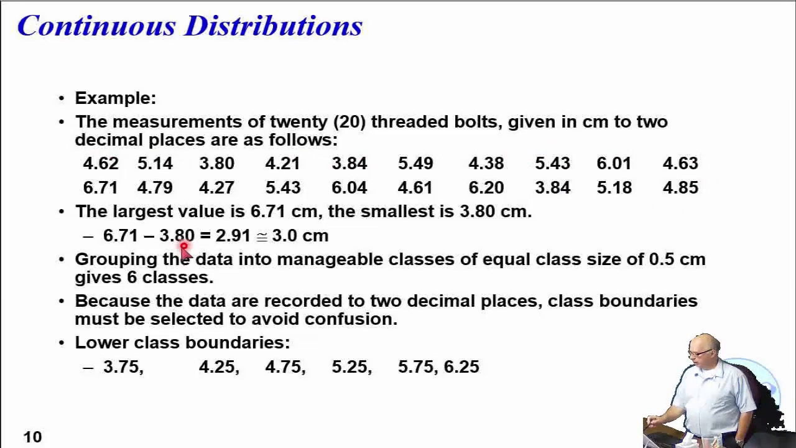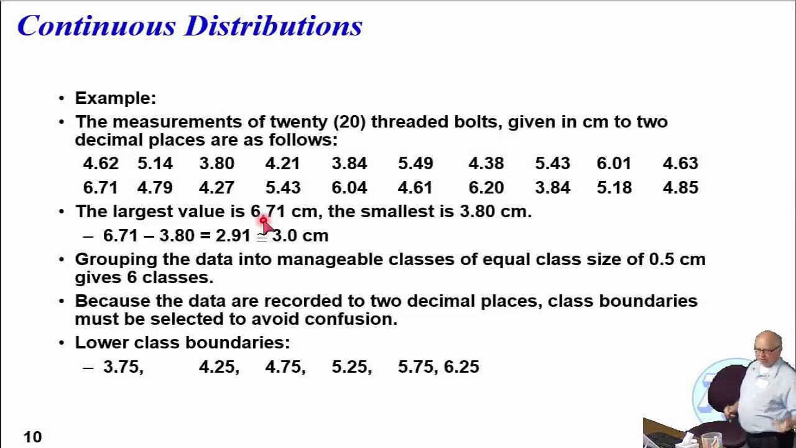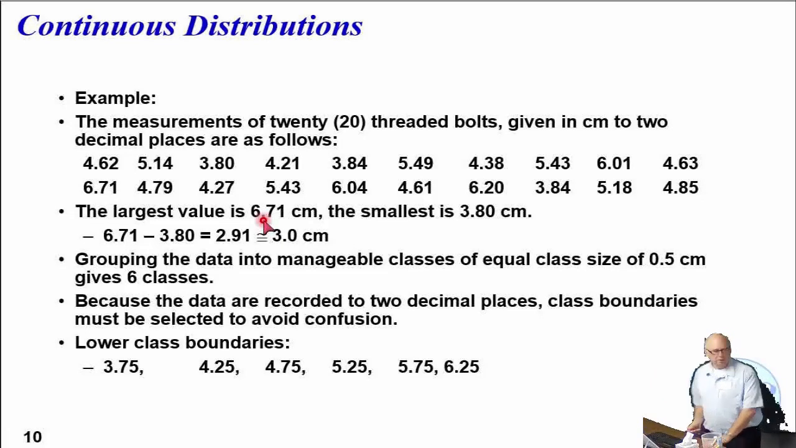But here we really have a discrete one. So we can see that the largest is 6.7, the smallest is 3.8, the range is about 3 centimeters. And so what I'm going to do is divide this lot into groups. I'm going to take 6 groups, 6 bins, 6 classes. All mean the same thing. Why did I pick 6? Why didn't I say I'm going to divide it into 2 bins? Or 10 bins? Or 20 bins? Or 100? Why did I pick 6?